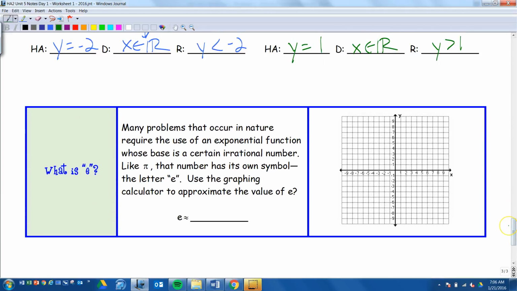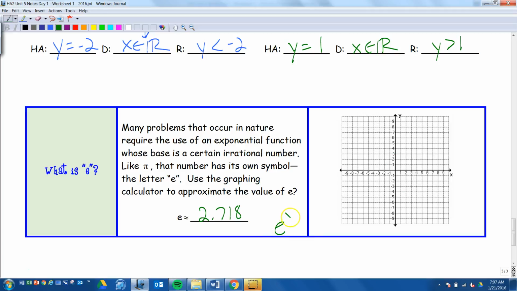Last thing, what is e? Many problems that occur in nature require the use of an exponential function whose base is a certain irrational number. Like pi, the number has its own symbol, the letter e. Use the graphing calculator to approximate it. Basically, if you type in e to the first in your graphing calculator, you get 2.718. And then to do that function, it's very similar, so that's like the base.